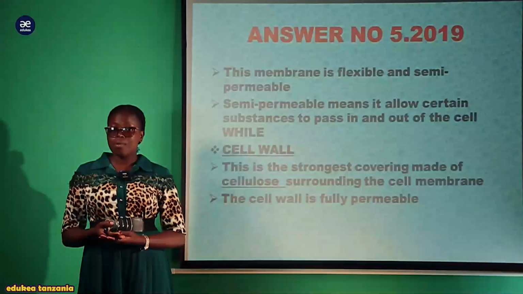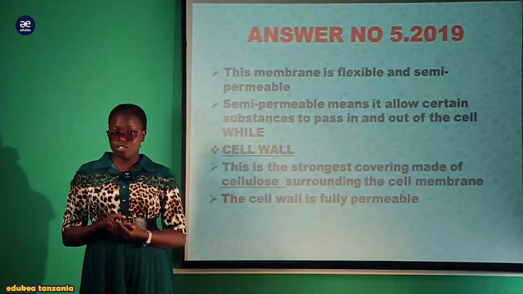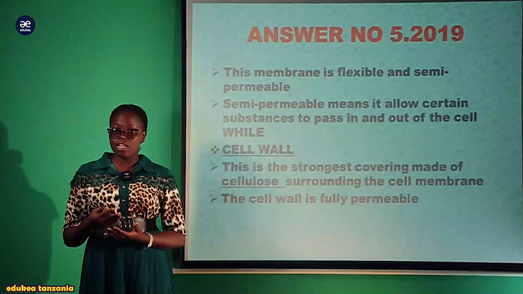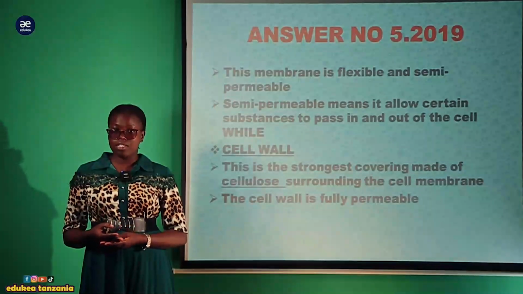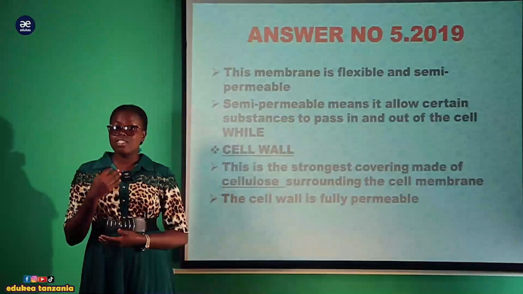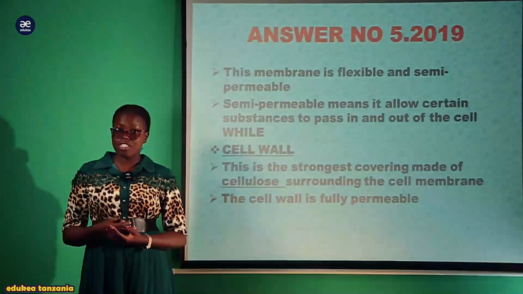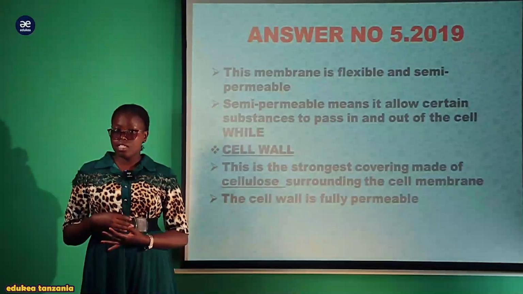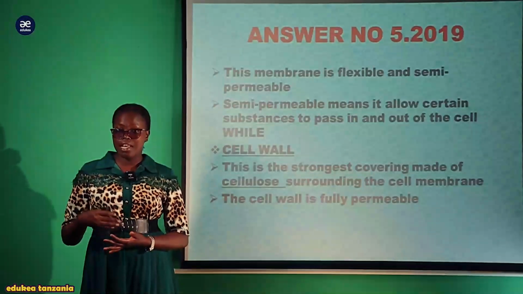So the greatest differences about the cell membrane are, first, that it is the thinnest membrane which encloses the content of the cell. Second, it is made up of lipid and protein components, or it is a phospholipid. Third, the cell membrane is flexible and semi-permeable. And the last one, the cell membrane is found within both plant and animal cells.